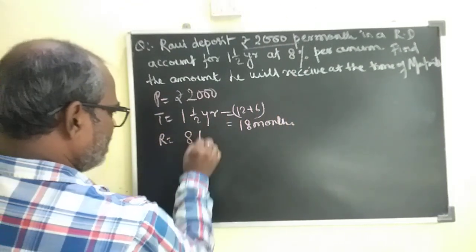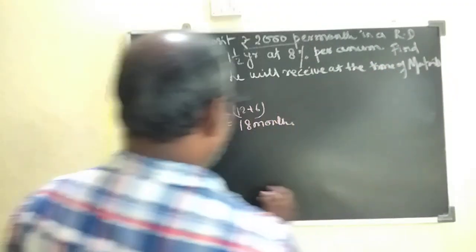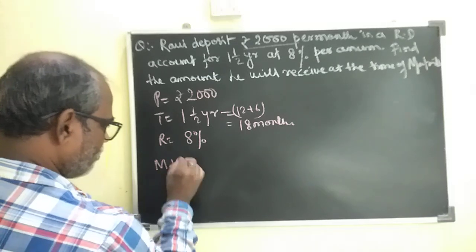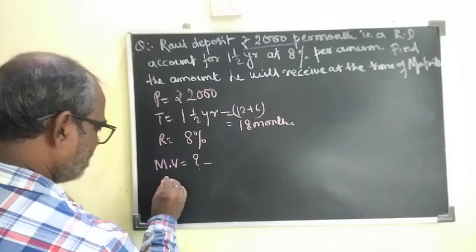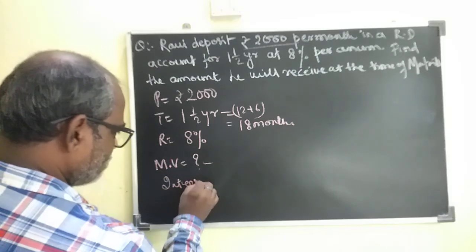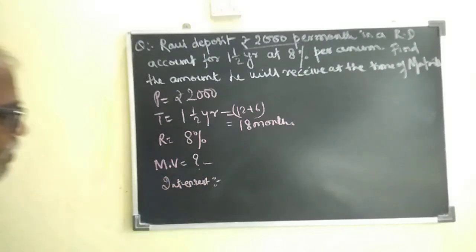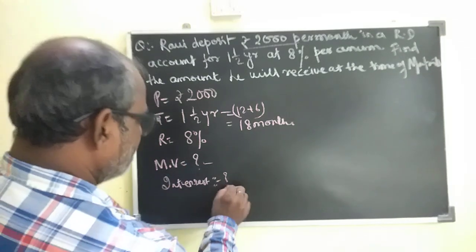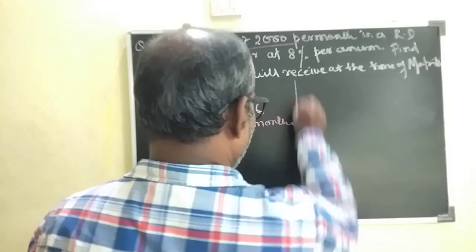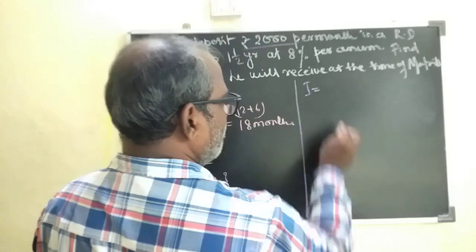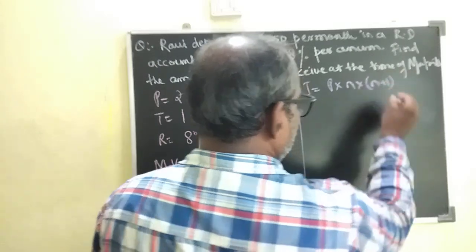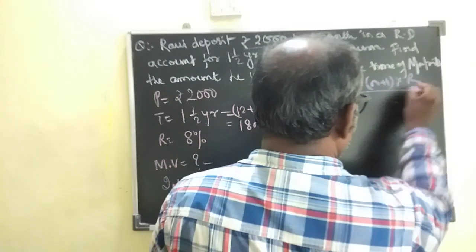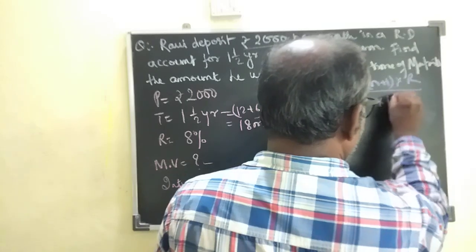R equals 8% per annum. Find the amount he will receive at the time of maturity. That means you have to find the maturity value. Before finding the maturity value, we'll first find the interest. So here are two things we have to find: number one, the interest, and number two, the maturity value. To find the interest, we use the formula of interest. The formula of interest is I equals P into n into n plus 1 into R by 24 into 100.